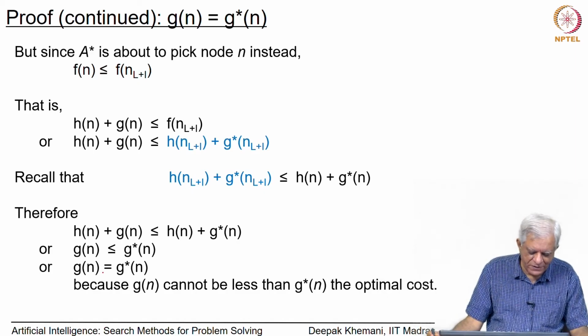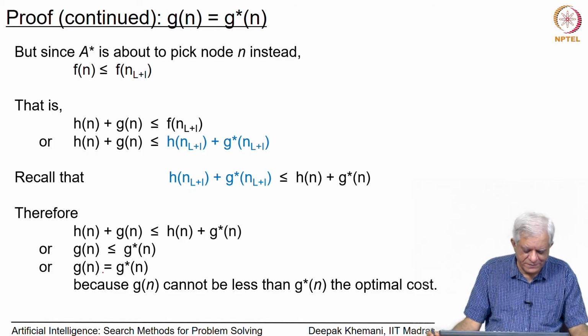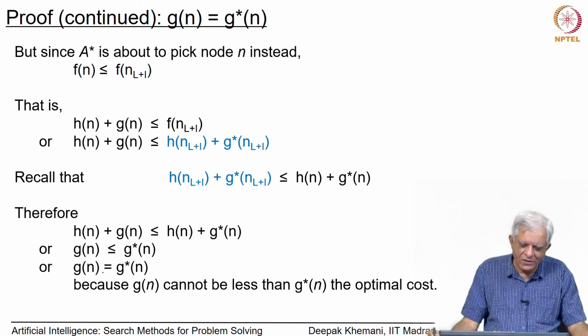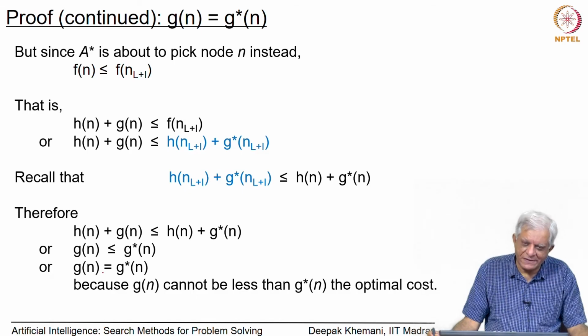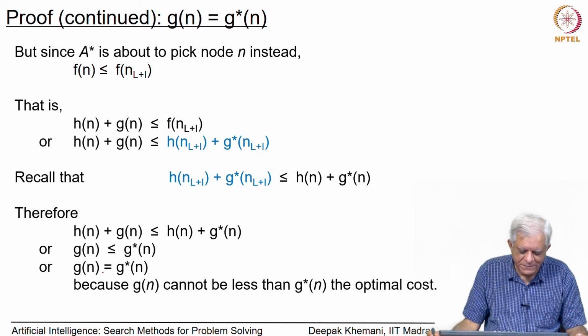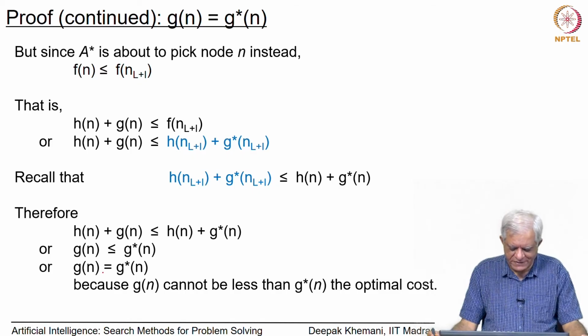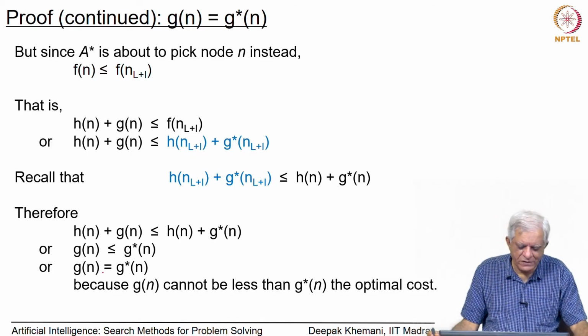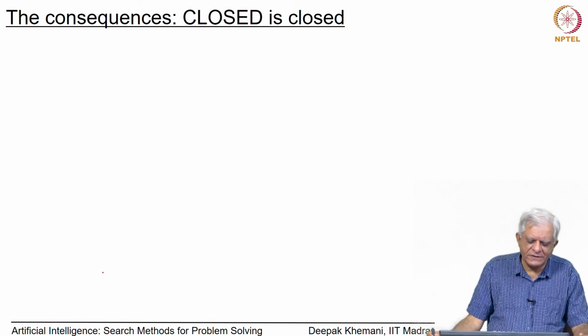Now, h of n is common to both and we can remove it from there. So, we get g star of n is greater than or equal to g of n, or g of n is less than or equal to g star of n. But g of n can never be less than g star of n, because by definition g star of n is the optimal cost up to node n. So, we must be forced to conclude that g of n is g star of n, which means that at the point when A star has picked this node n, its g value g of n is actually the optimal value, which is g star of n, which is what we wanted to show, which is what Dijkstra's algorithm does essentially.